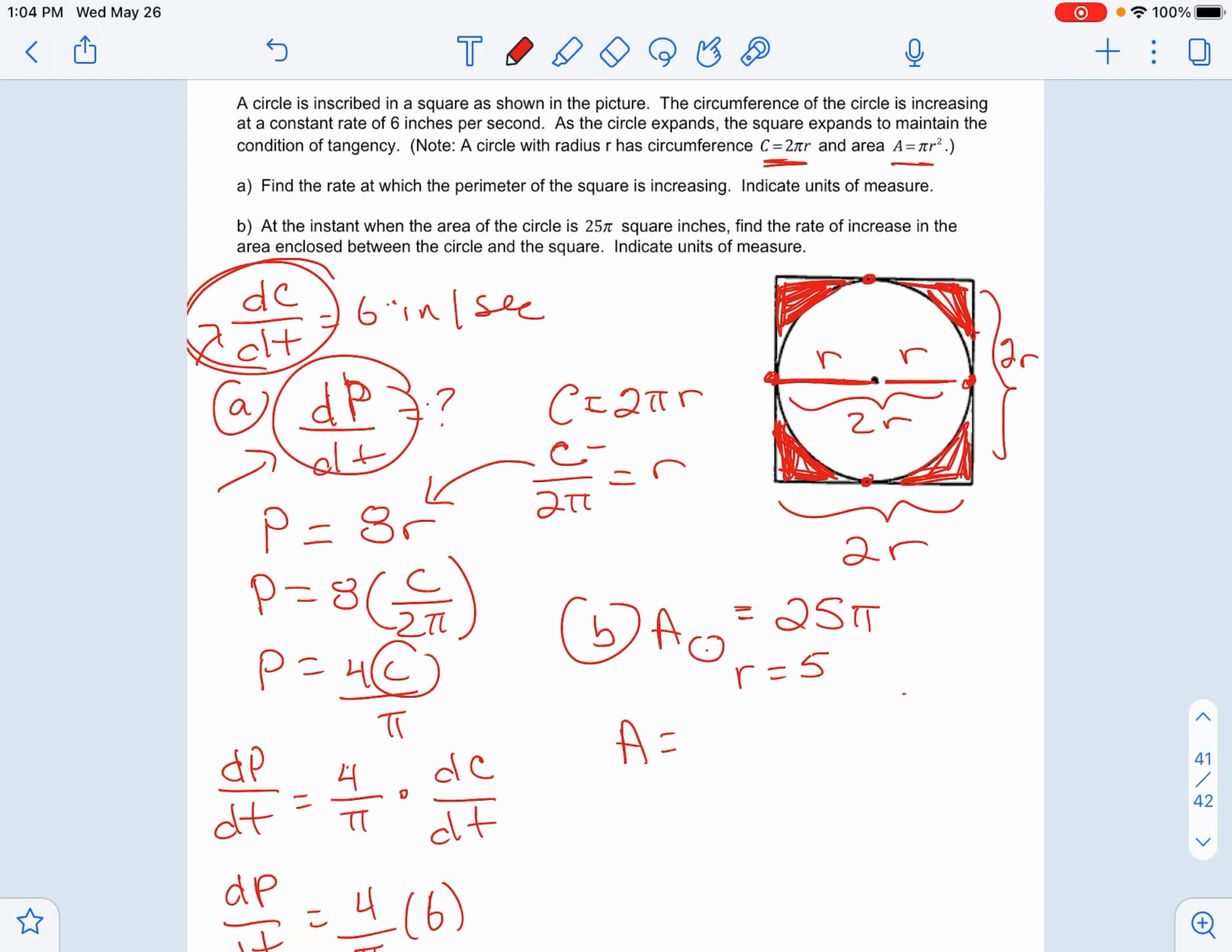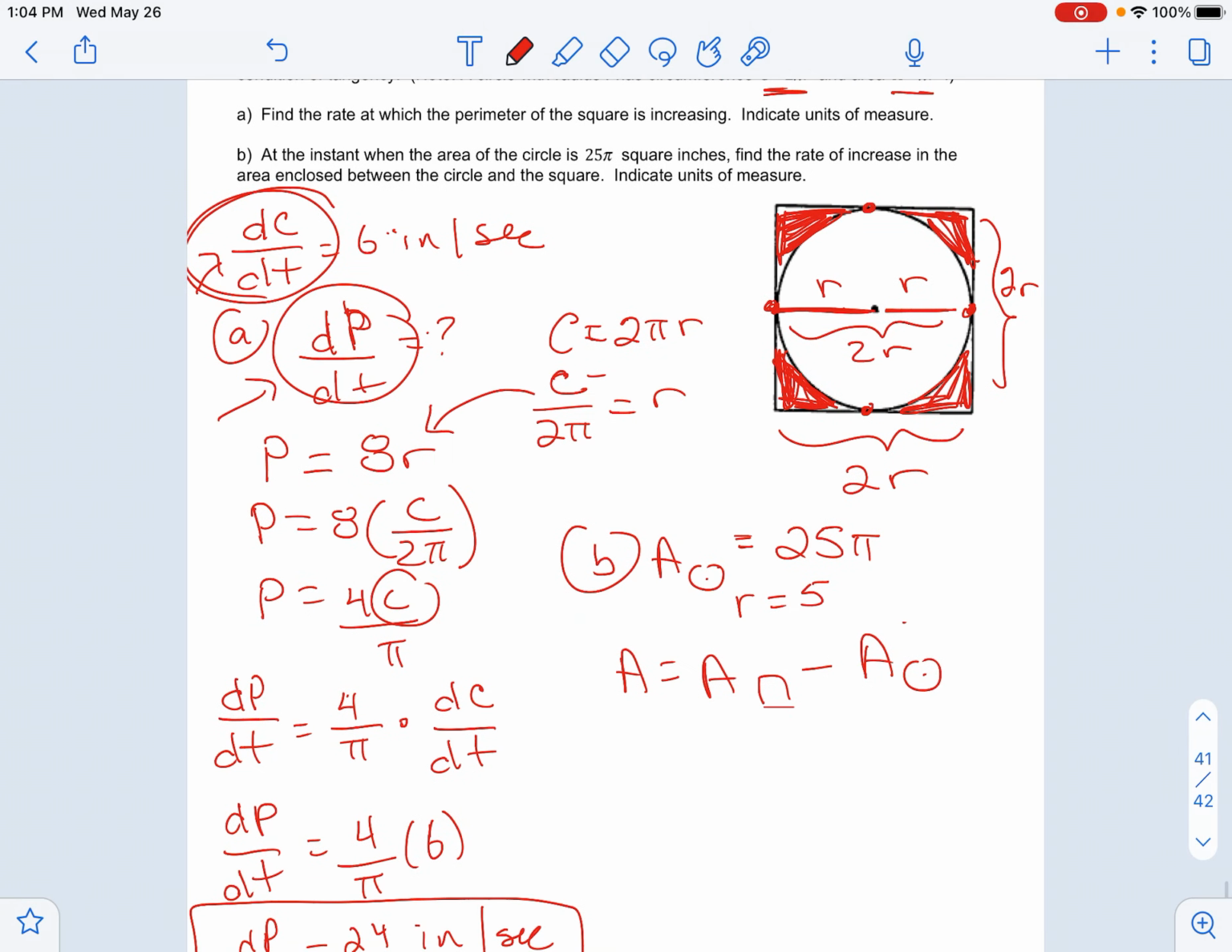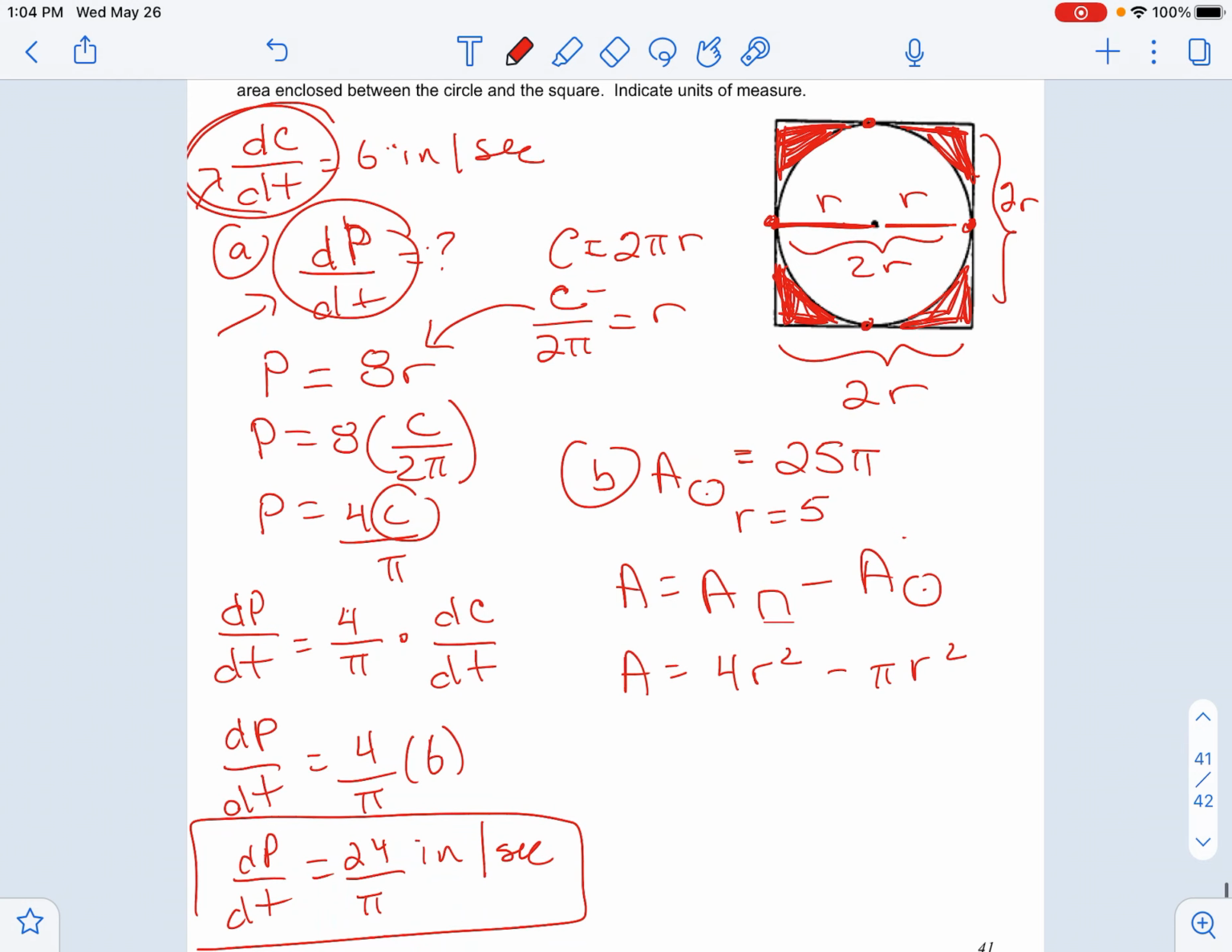So that shaded area would really be the area of the square. That would give you the area of the entire square. And if we subtract the area of the circle, that would give me the remaining shaded area that I'm looking for. So the area of the square in terms of r would be 4r². The area of the circle is just πr². And now I can go ahead and take this derivative with respect to t, because this is what I'm looking for. And r, we have information about. So dA/dt equals 8r dr/dt minus 2πr dr/dt.